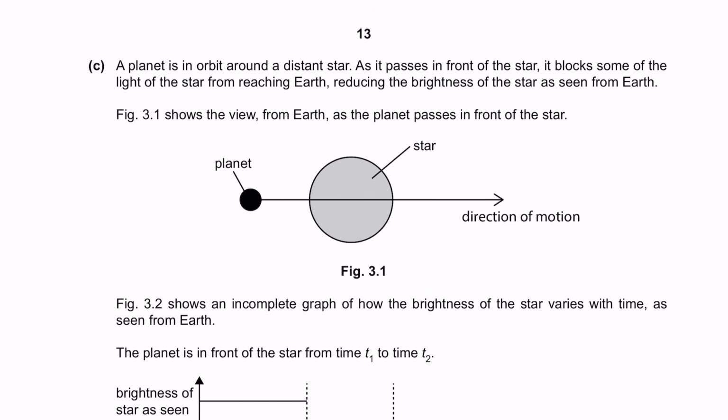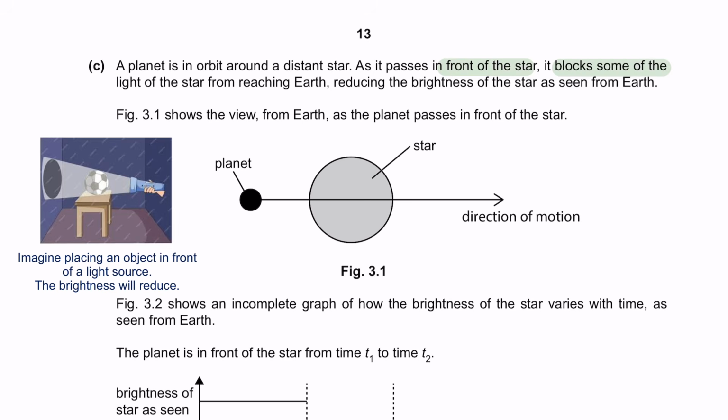Part C. A planet is in orbit around a distant star. As it passes in front of the star, it blocks some of the light of the star from reaching the Earth, reducing the brightness of the star as seen from the Earth. Figure 3.1 shows the view from Earth as the planet passes in front of the star. So they're saying that as the planet goes in front of the star, it reduces the brightness of the star.